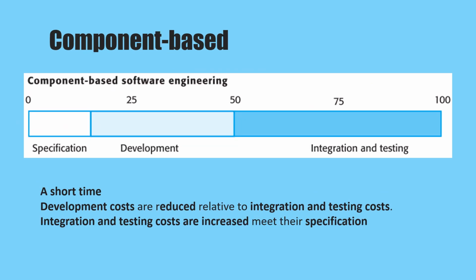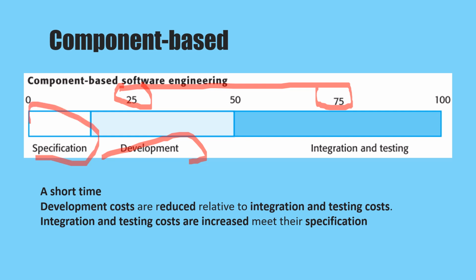Component based. Component based software engineering has only been widely used for a short time. We don't have accurate figures for the cost of different software development activities in this approach. However, we know that development cost is reduced relative to the integration and testing costs, which are increased because you have to ensure the components that are used meet the requirement specification and work as expected with other components.